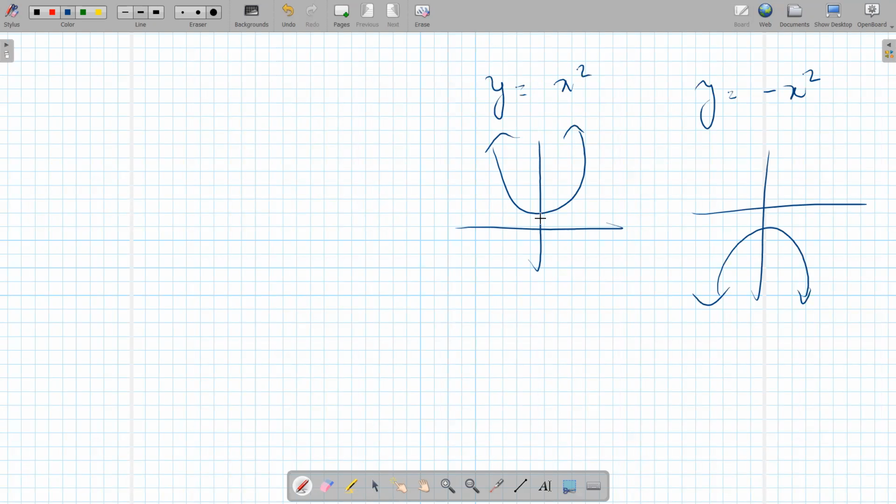Goes up, comes down. This point here, if it's going up like this, if it's opening upwards, that's a minimum, right? Here, what is this called? That's a maximum, okay? Because you'll never get a y value higher than this point. This is called a vertex. Vertex, it has some x value, it has some y value.